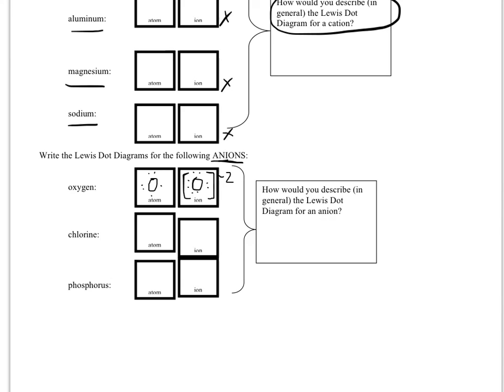Okay, so you're going to go ahead for chlorine and for phosphorus, do the same thing, and then compare these 3 ion diagrams of anions, and just generalize. What do they all have in common? All right, and then we will move on from here when you get to class.